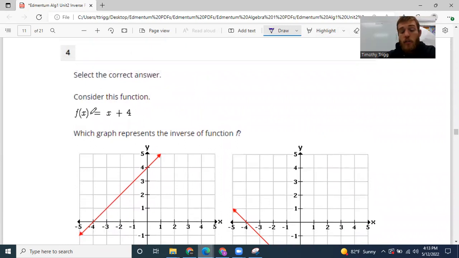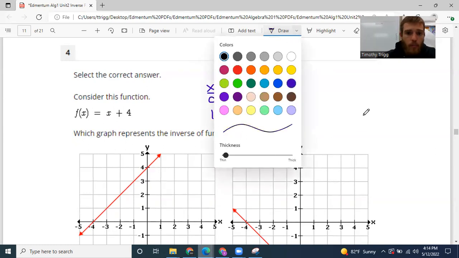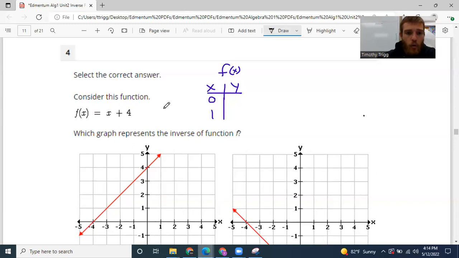Consider this function. Let's find a couple of coordinate points for this function f of x. One thing I could check is maybe 0 and 1. It doesn't really matter what numbers you pick as long as you don't go off the charts. These charts go up to 5, so this will work. If I replace x with 0, this would be 0 plus 4, which is 4. If I replace x with 1, this would be 1 plus 4, so f of 1 is 5. So the original function, f of x, will go through these coordinate points, 0, 4, and 1, 5.